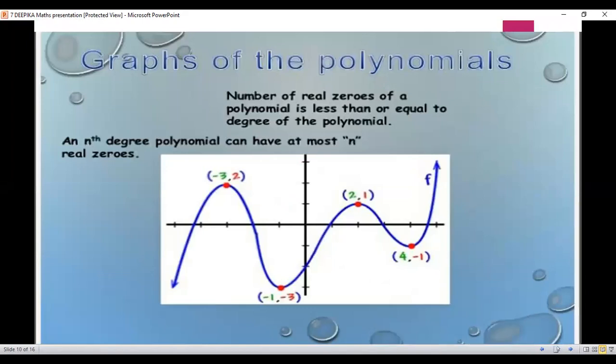Now my topic is the graph of linear, quadratic and cubic polynomials. We can represent a polynomial in a graph. So next slide.